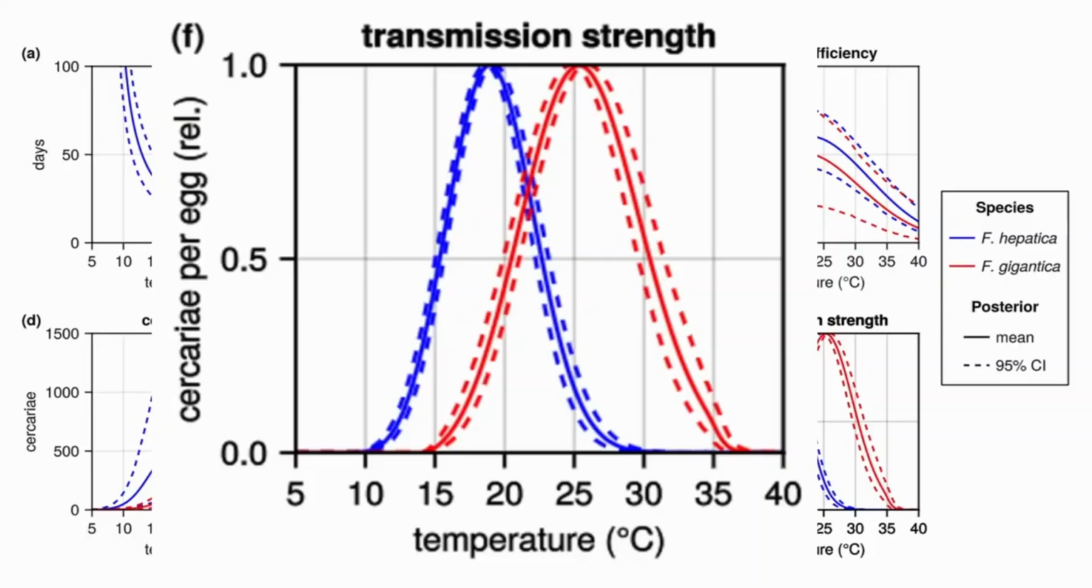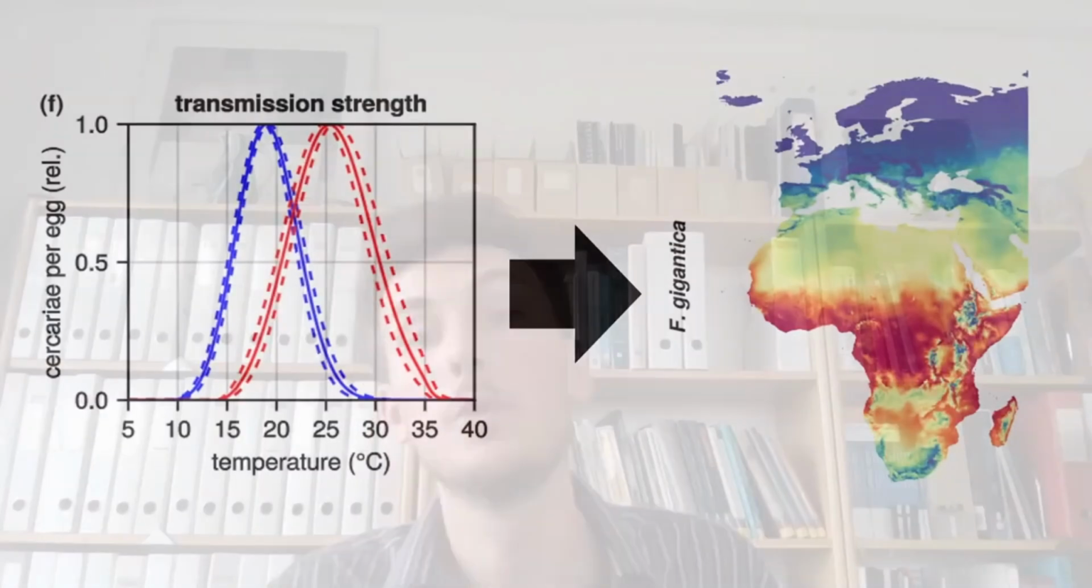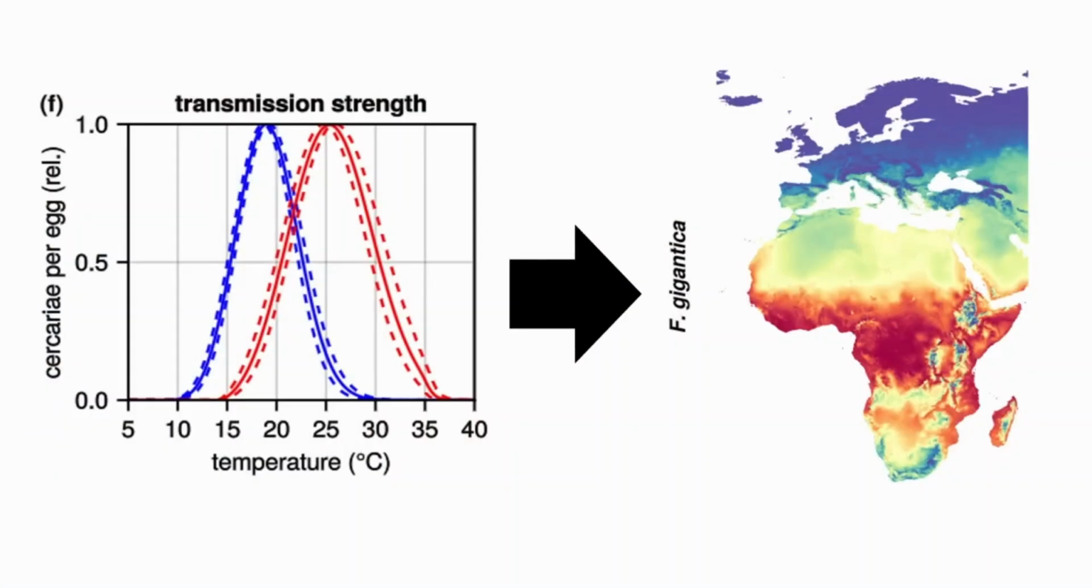For hepatica, from around 10 degrees it can start completing its life cycle. At 18 degrees it's just perfect, and at around 30 degrees it cannot complete a life cycle anymore. For Fasciola gigantica, it's from around 15 degrees, peaking at 25, and until around 35. Combined with environmental temperature data, we can put this on a map. We can say how close to those perfect temperatures it is throughout the year in different places.